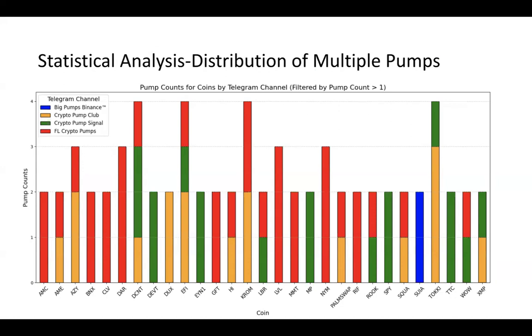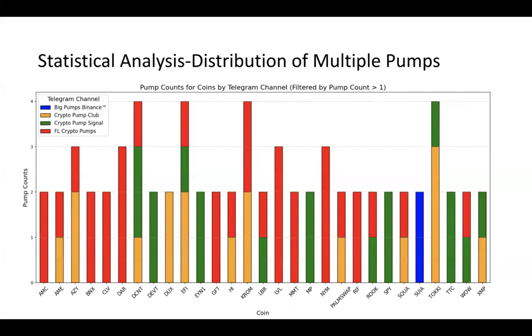Specifically, the FL Crypto Pumps channel conducted only 50 pump activities last year, but 21 of the selected coins were pumped more than once. This pattern suggests that they might have a preference for certain coins, or possibly they possess more detailed information about these specific cryptocurrencies.